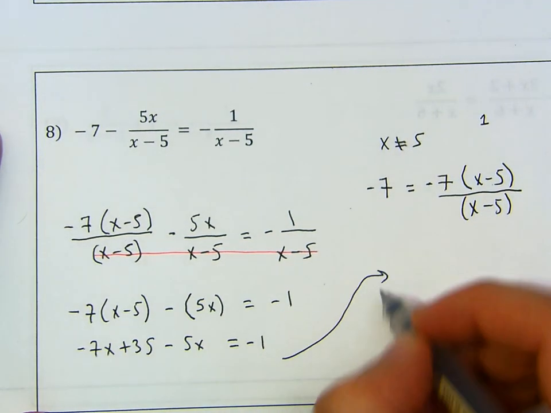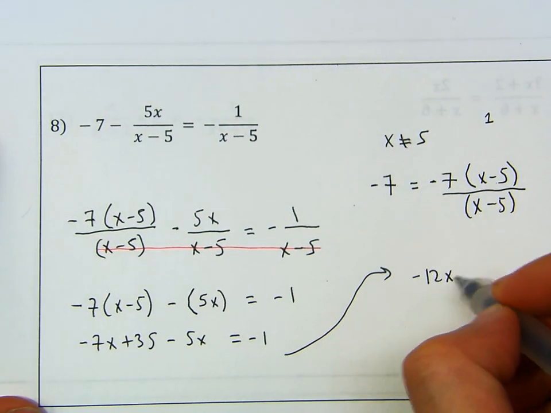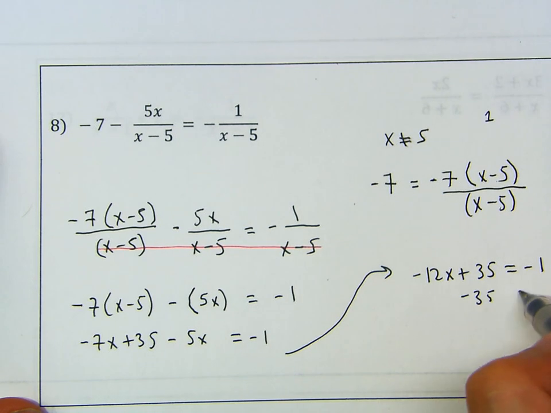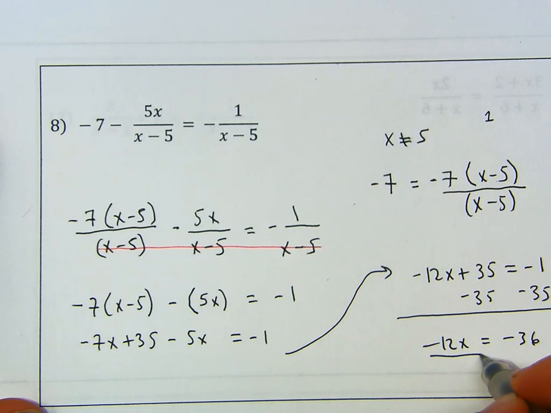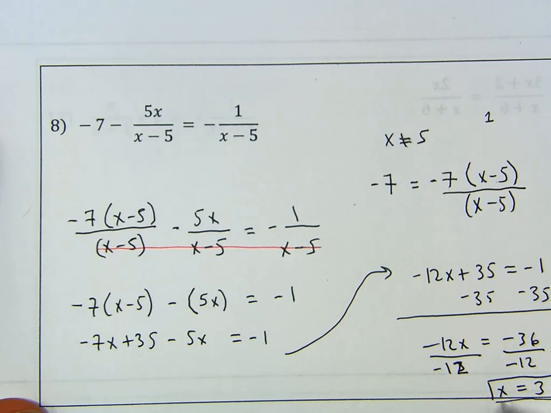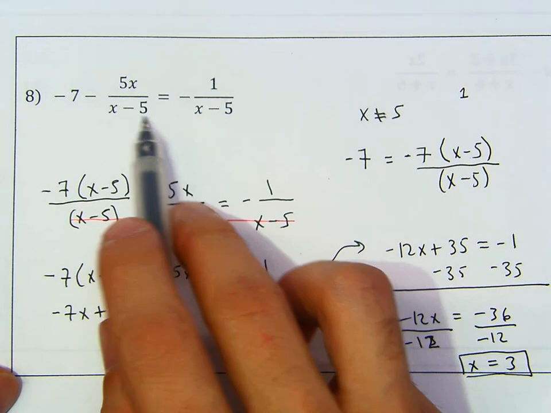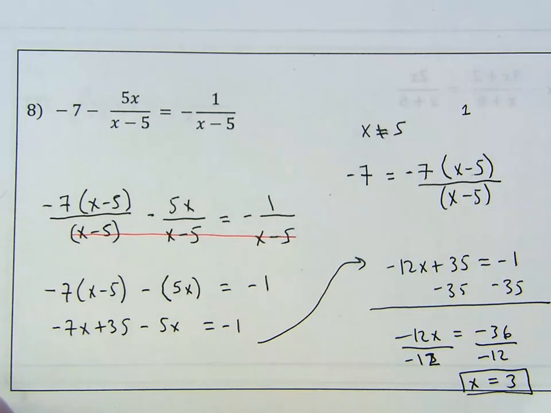So then how do you get x by itself? What's the next move? Let's combine these two, so you get -12x plus 35 equals -1, minus 35 minus 35, so -12x is equal to -36. Divide by -12, divide by -12, x equals 3. And you have to ask yourself, is x allowed to be 3? Yes. Remember, x cannot be 5. Okay? I hope this helped, and this is just a warm-up.